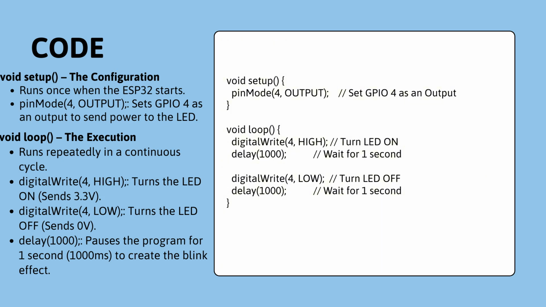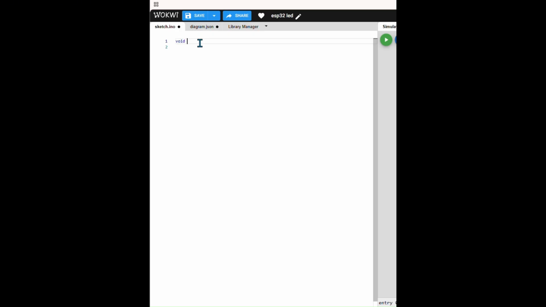Then delay(1000) pauses the program for 1000 milliseconds, which equals 1 second. Next, digitalWrite(4, LOW) sets GPIO 4 to 0 volts, stopping the current flow, so the LED turns OFF. Finally, another delay(1000) keeps the LED OFF for 1 second before the cycle repeats again and again, creating the blinking effect.